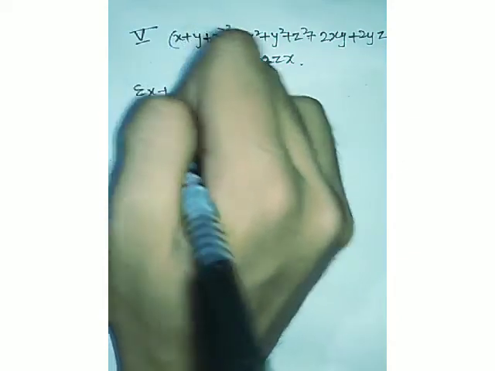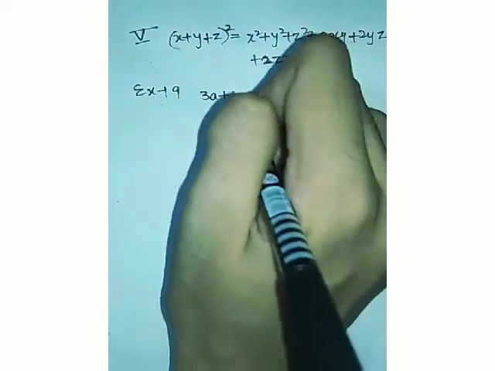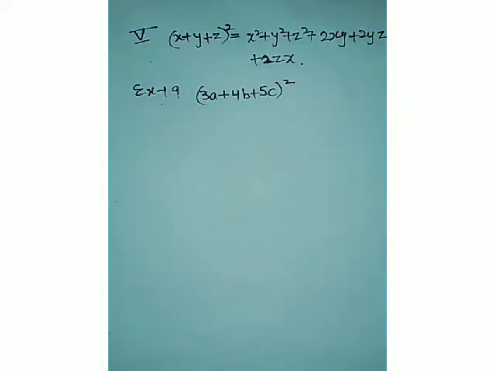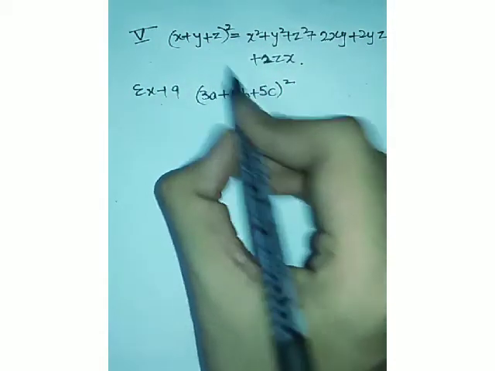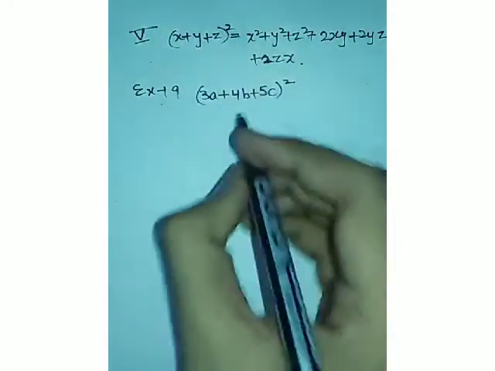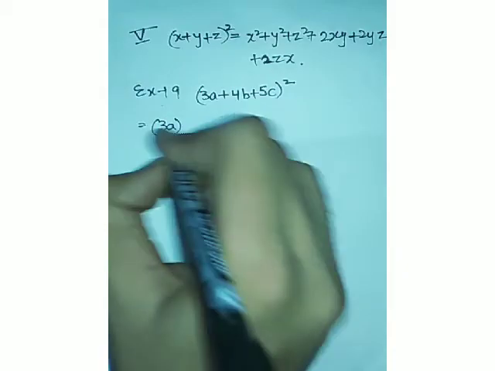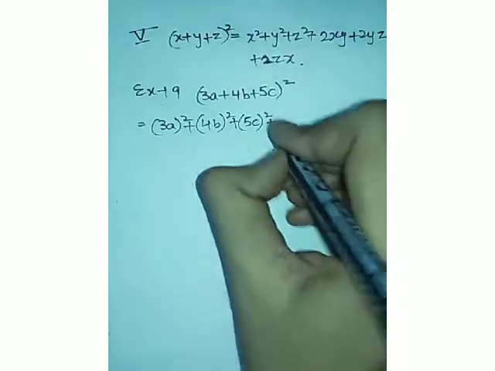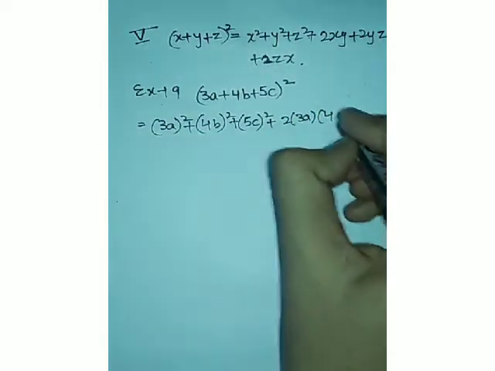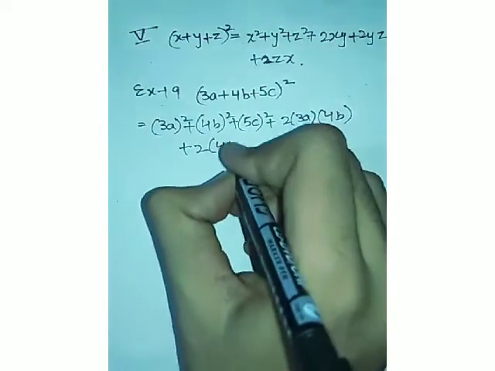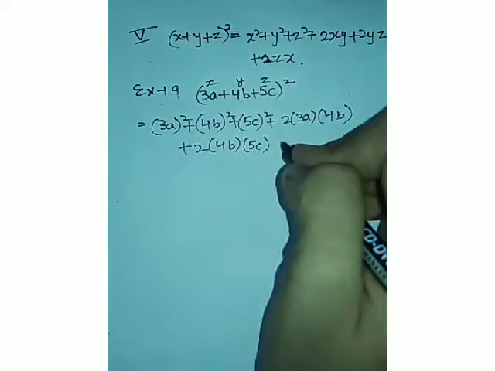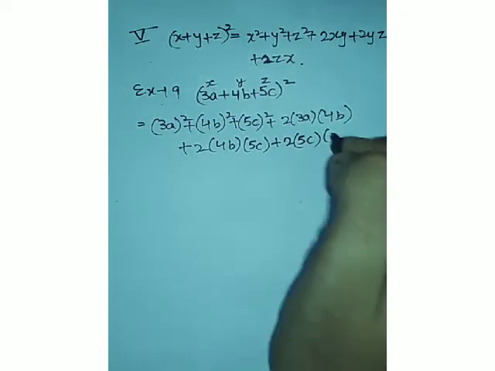So example number 19 is stating we have to write 3a plus 4b plus 5c whole square in the expanded form. And what does it mean? Indirectly, we have to apply the simple identity. So just compare it in an easy way: x, y and z. So x square, it means 3a whole square. y square, it means 4b whole square. z square means 5c whole square, plus 2xy, that is 3a multiply 4b, plus 2yz, that is 4b multiply 5c. Let me write x, y and z for your ease. So plus 2zx, that is 5c multiply 3a.